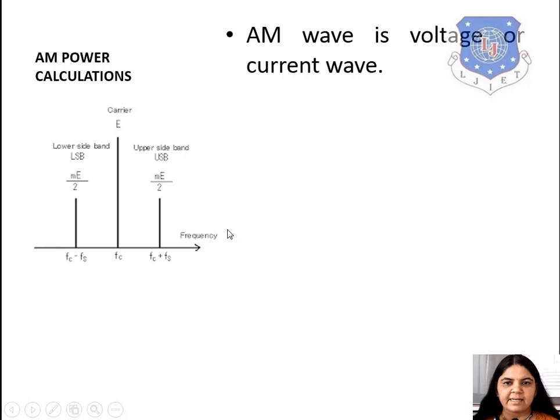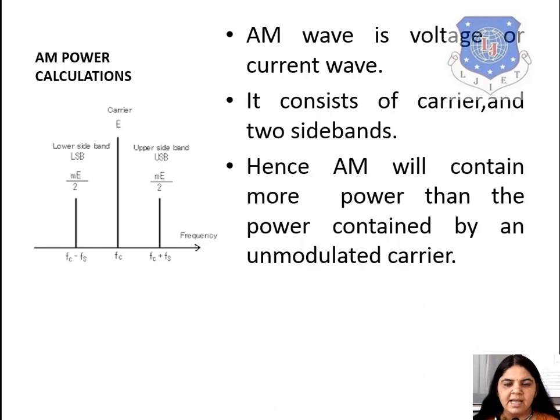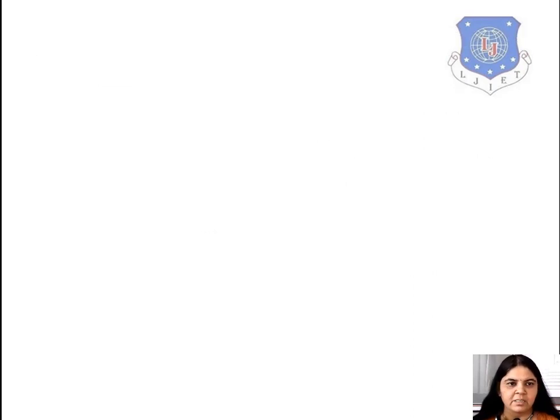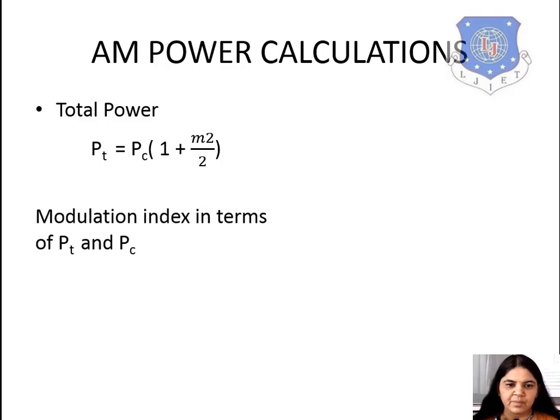So we said that the AM wave is a voltage or a current wave. It consists of the carrier and two sidebands. Hence, AM will contain more power than the power contained by an unmodulated carrier. You know the total power equation which we derived: PT is equal to PC, where PC is the carrier power, in bracket 1 plus m square by 2.